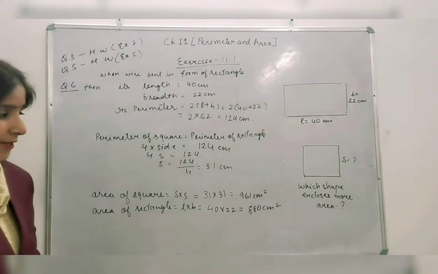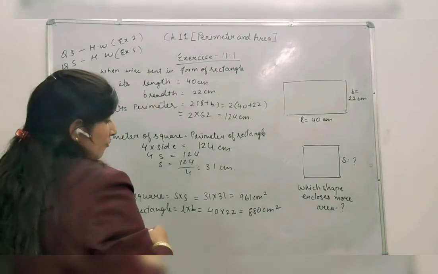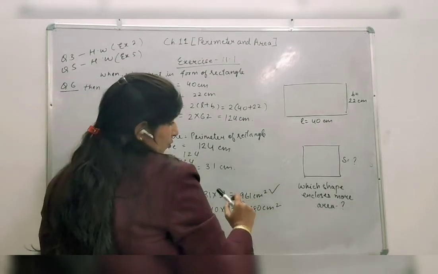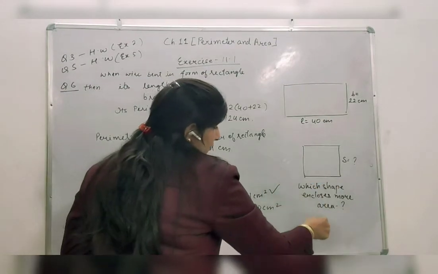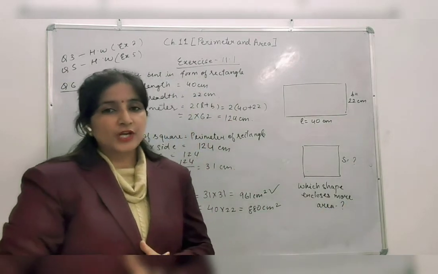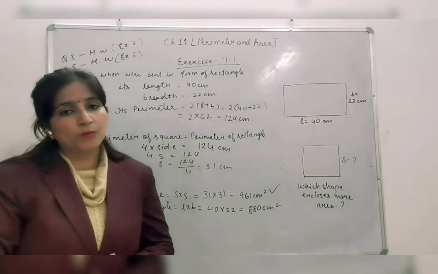Now from this result you can see that the area of the square is more. Fine, the area of the square is more. So this is the answer of this question, that which shape encloses more area. So here the shape square is enclosing more area.